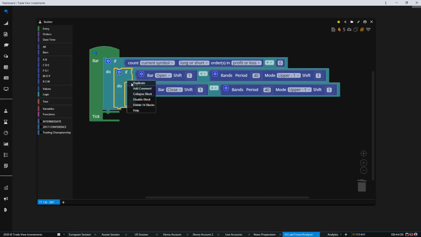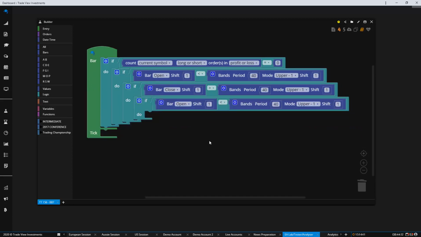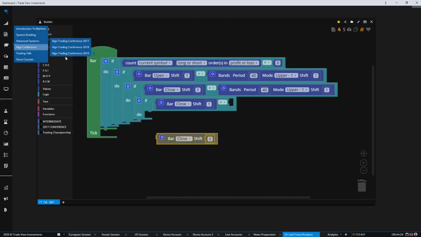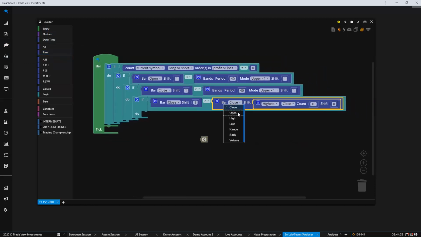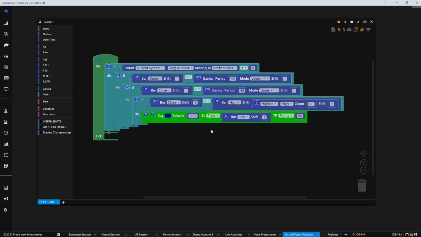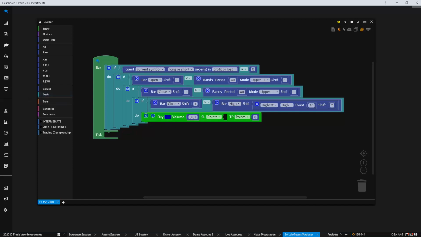Rule number 2 was that that bar, remember, also has to have closed above the previous X amount of highs. So let's get our close, and then for this one we're going to go into bars. We're going to get our highest high block. So if the bar closes greater than the bar high, the highest high, count 10, shift 2, then we're going to enter a buy trade. Very simple. So I'm just going to build the buy side for now, guys, but this can also be replicated on the sell side, that is for sure.